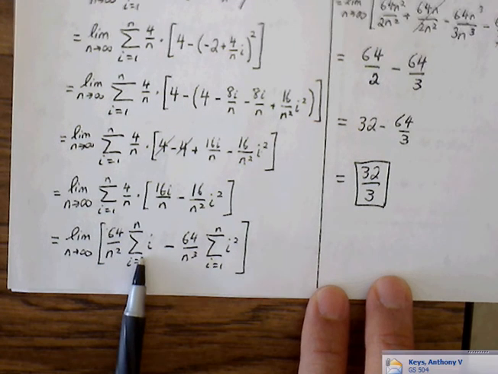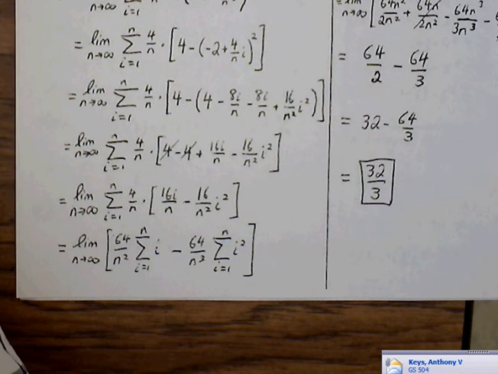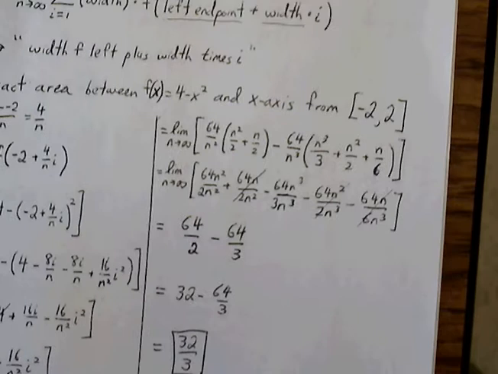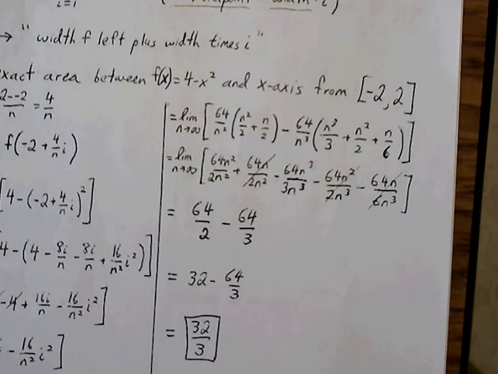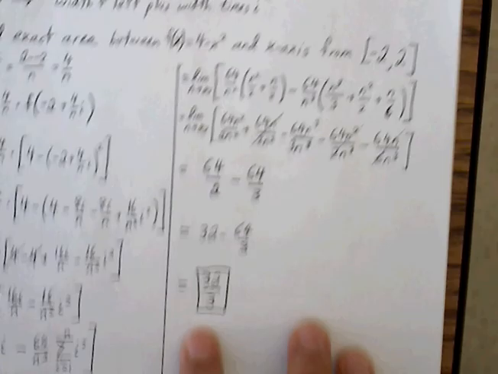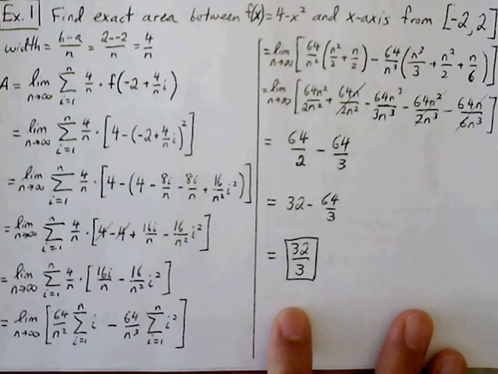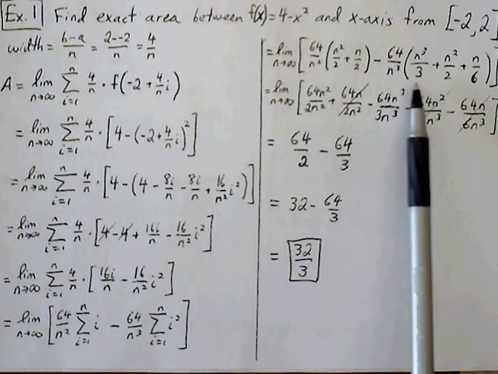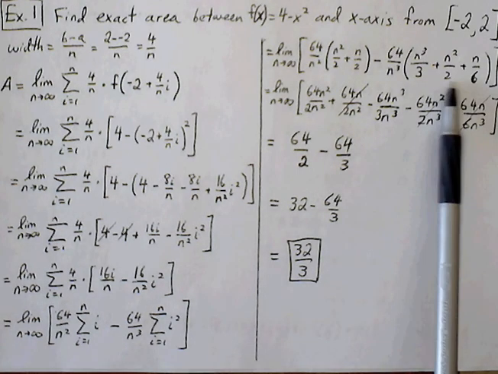Okay, so summation of i gets replaced with n squared over 2 plus n over 2. And then summation of i squared gets replaced with n cubed over 3 plus n squared over 2 plus n over 6.